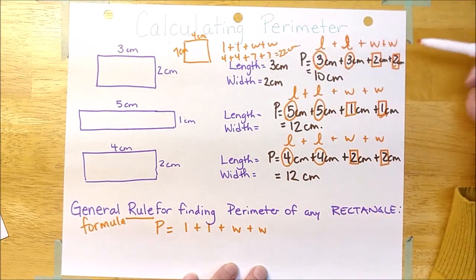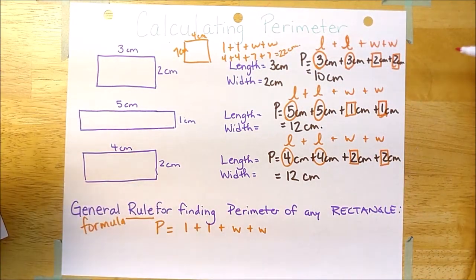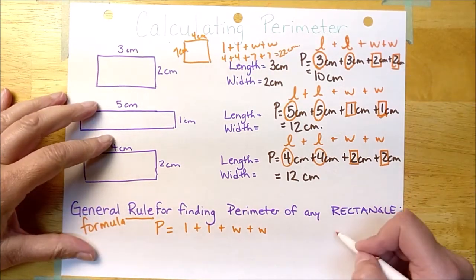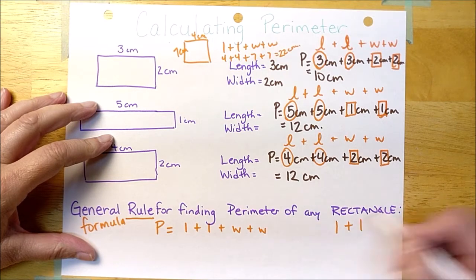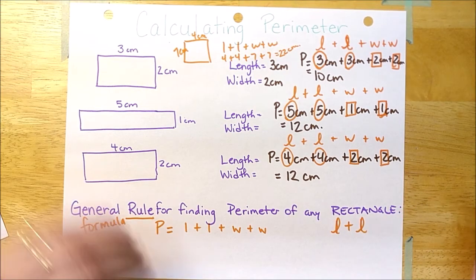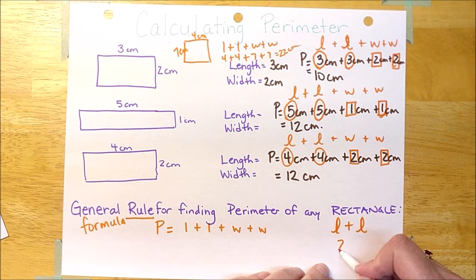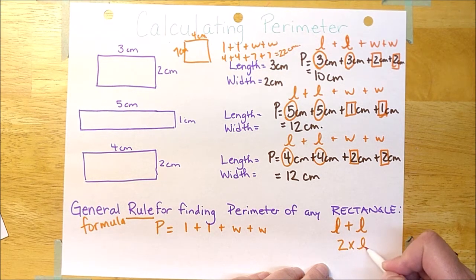Length plus width plus width. Now mathematicians say, well, that's really kind of long. So is there another way that we could write length plus length? Is there another way you could write that? And you could say 2 times length.